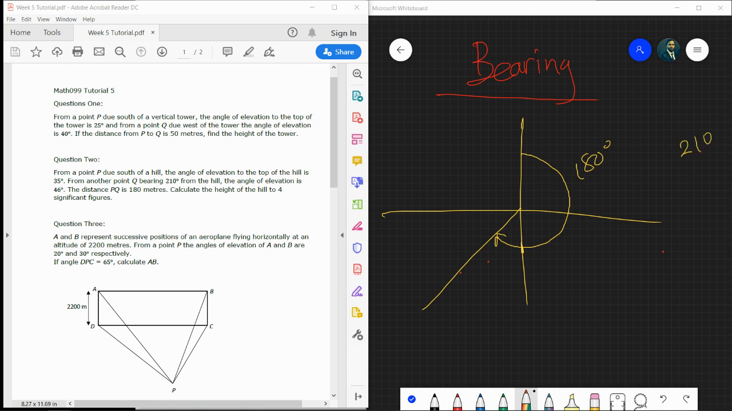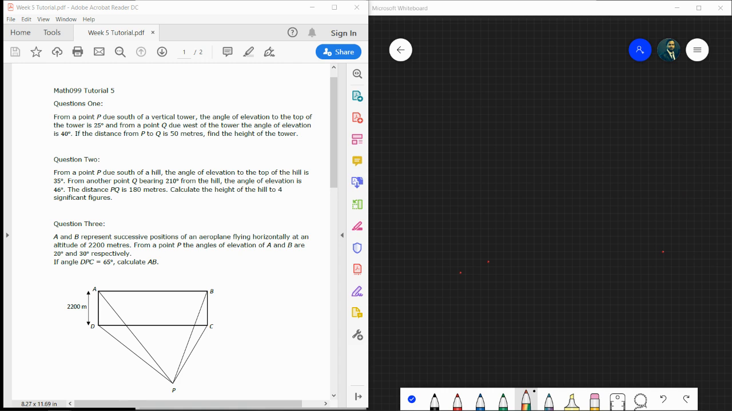So if you say something is at 200 degree bearing, it means from north it should go 200 degrees. So somewhere here. So 180 degrees plus whatever you need to get. If we say 210, what does that mean? 180. If you subtract, it's 30. So this must be 30 degrees. So the bearing is always measured from north clockwise. So in question 2, you'll need this. You'll say from another point Q bearing 210 degrees from the hill. So that means your location is really here. So it's 180 degrees up to this, and then 30 more becomes 210. So that's the concept of bearing. Remember one thing, it's always measured from the north clockwise. That's all you need to know in terms of bearing.